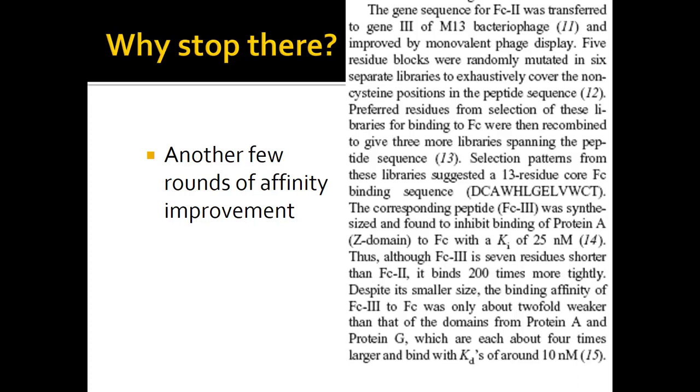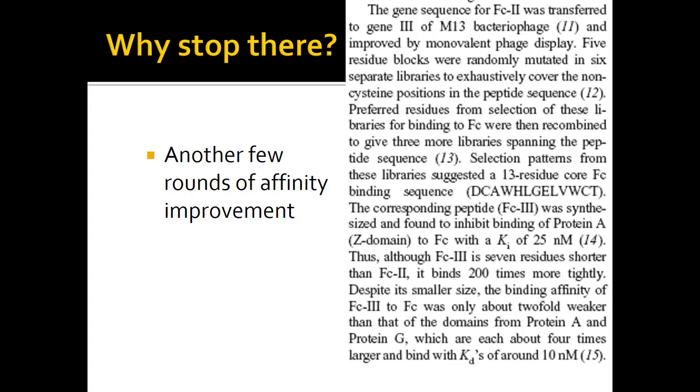And finally, they got down to a 13 residue core that they kept getting out of these. And look again, you have this part on the side which looks different, GELVW. That's the same sequence that originally showed up from FC1 and FC2. They call this FC3. So this is the third result.